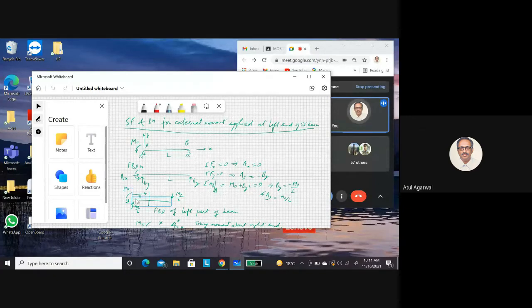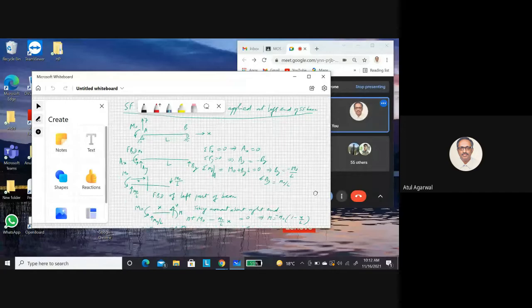Now I take moment about point A. So sigma Mz about point A. Ax and Ay will not contribute as they pass through point A. So M naught is an external moment. It is counterclockwise here, so it is positive, plus the moment caused by By. You see it is also counterclockwise about point A. So By into L will be equal to 0. So it gives you By is equal to minus M naught by L. So you get Ay as M naught by L. It is the opposite sign. So now you have the reactions.